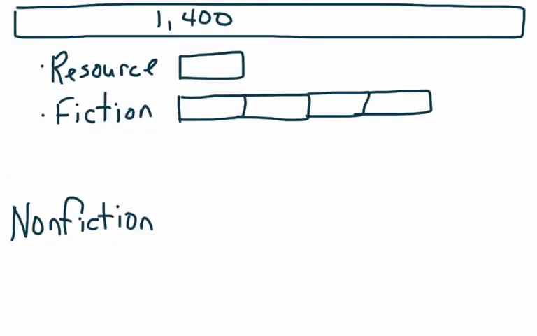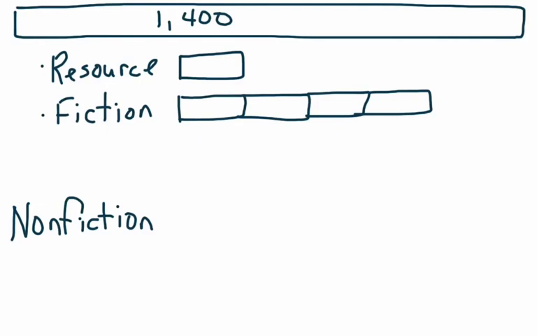The school librarian, Mr. Marker, knows the library has 1,400 books, but wants to reorganize how the books are displayed on the shelves. Mr. Marker needs to know how many fiction, nonfiction, and resource books are in the library. He knows the library has 4 times as many fiction books as resource books, and half as many nonfiction books as fiction books. If these are the only types of books in the library, how many of each type of book are in the library?